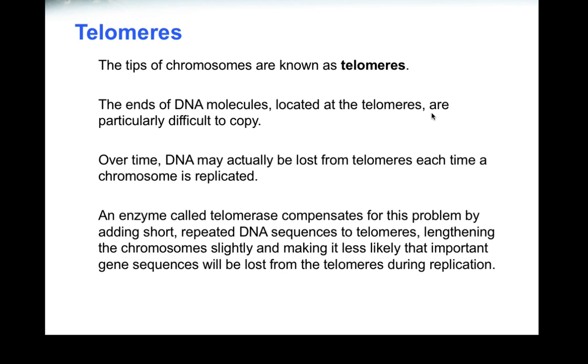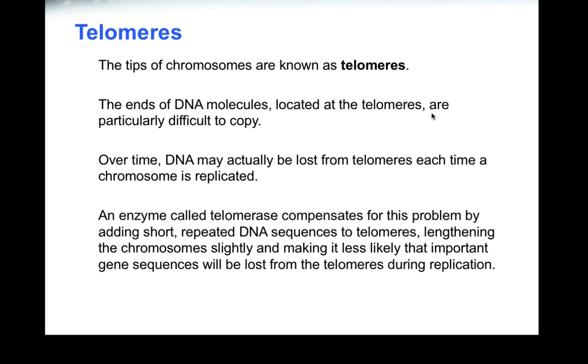Now, at the end of chromosomes, there are these things called telomeres. At the end of DNA molecules, those are really difficult to copy. So picture that you make a copy, and then you make a copy of the copy, and then you make a copy of the copy. It gets messed up after a while. So that's what happens to the telomeres. Some of those DNA molecules get lost over time, and since DNA is replicated so often, they get messed up.